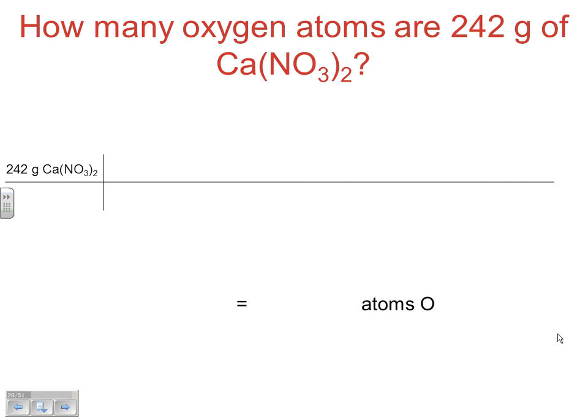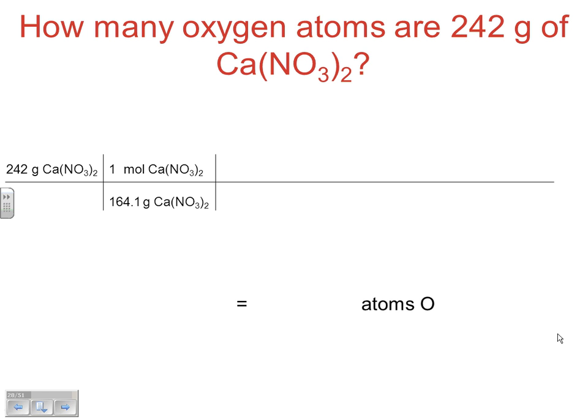So if you had 242 grams of calcium nitrate and you wanted to find out how many oxygen atoms that would be, you need to understand, remember, a bridge unit between mass and what we can't measure but we can calculate types of particles is going to be moles. So what we first want to do here is get rid of grams, and we can change grams into moles using molar mass. The molar mass of calcium nitrate ends up being 164.1 when you add them all up.